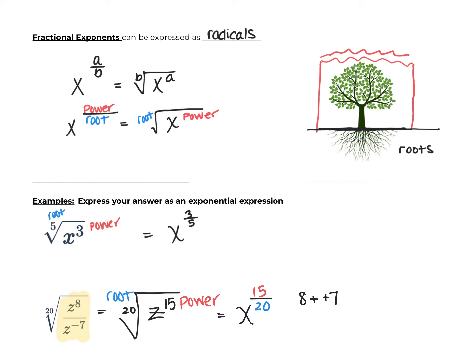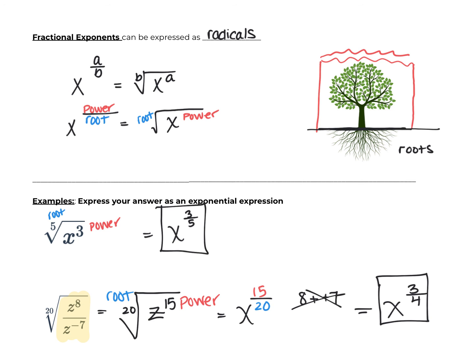Now, technically, we can simplify that fraction, 15 over 20. We can divide the top by 5 and the bottom by 5. So then our final answer will be 3 over 4. 15 divided by 5 is 3, and 20 divided by 5 is 4. And that would be our final answer.